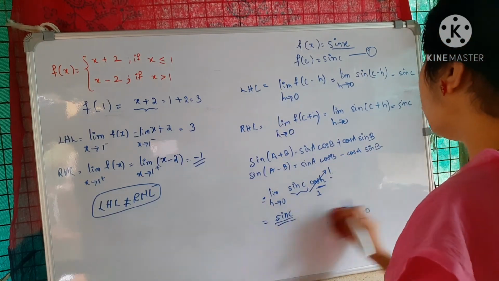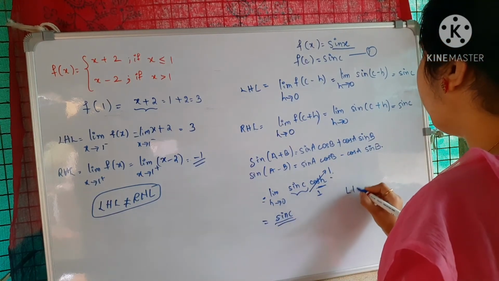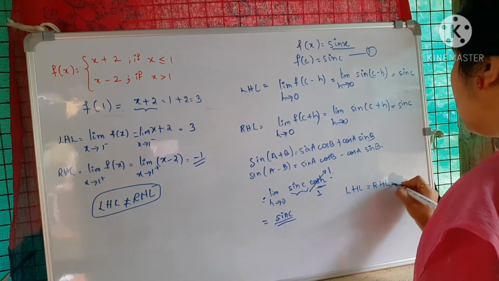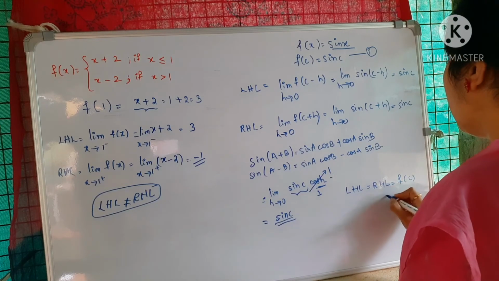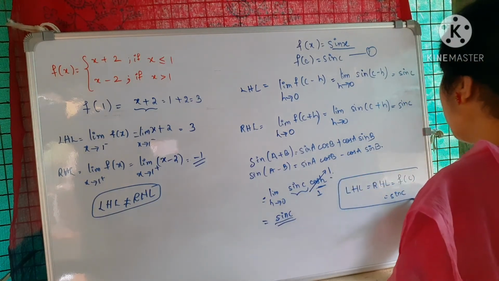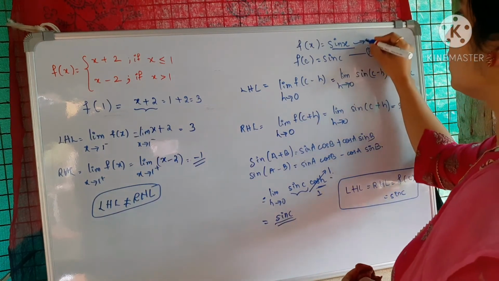So now from this you got to know that the left hand limit is equal to the right hand limit, that is equal to the value at the point, f of c, which is equal to sin c. So I can say the function f of x is continuous.